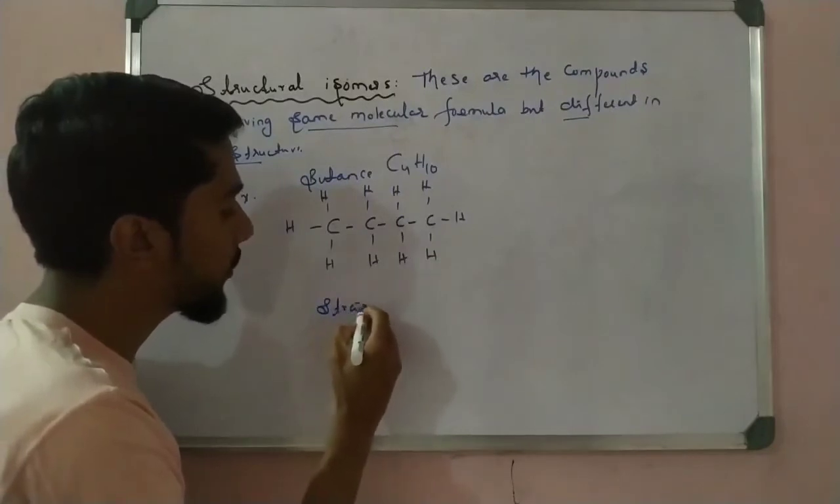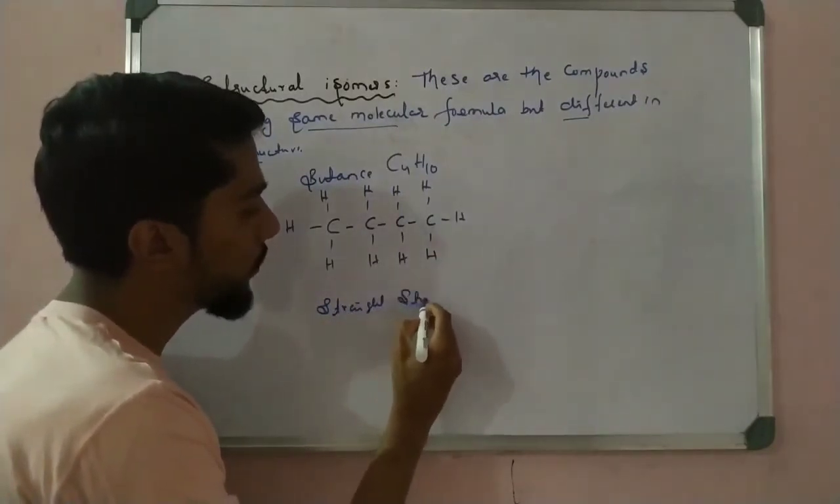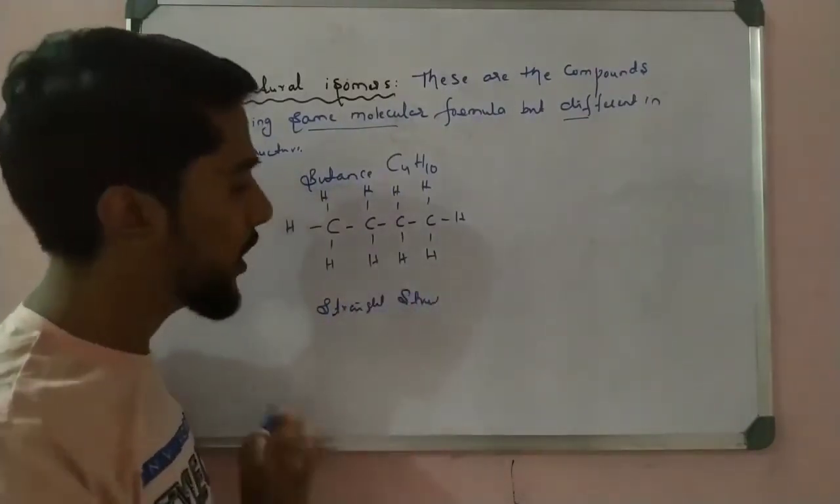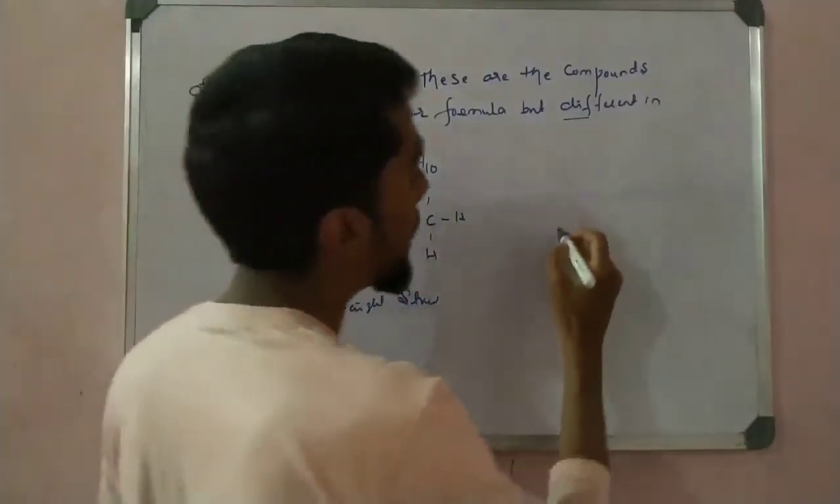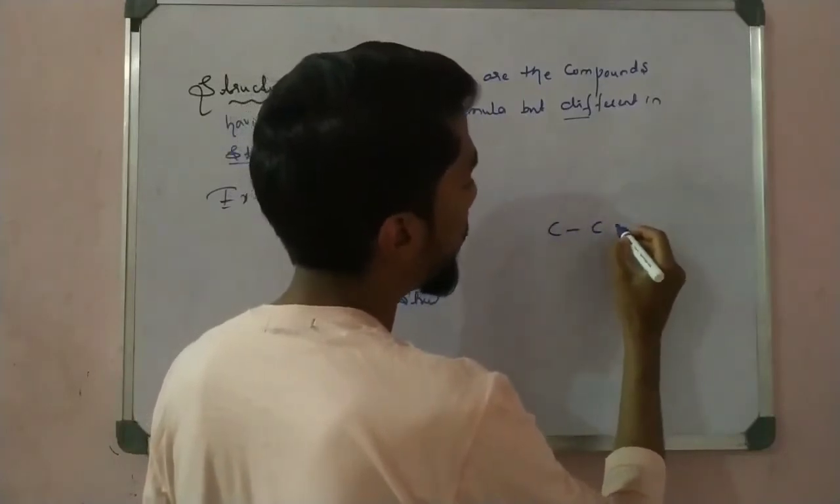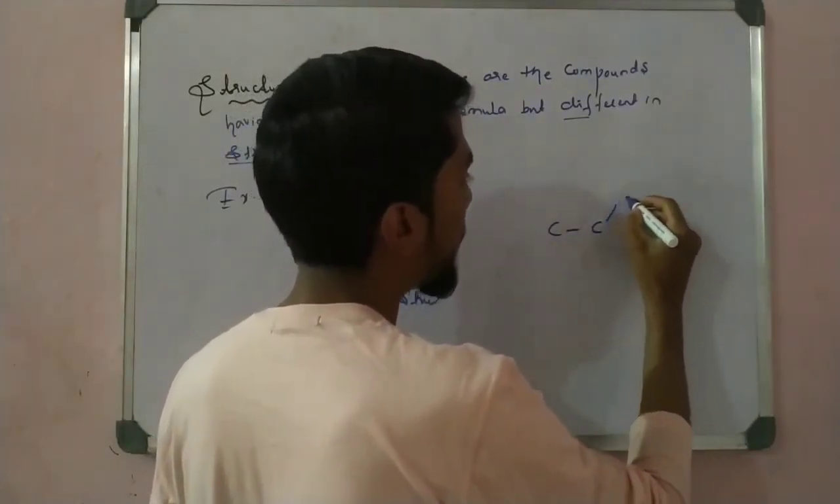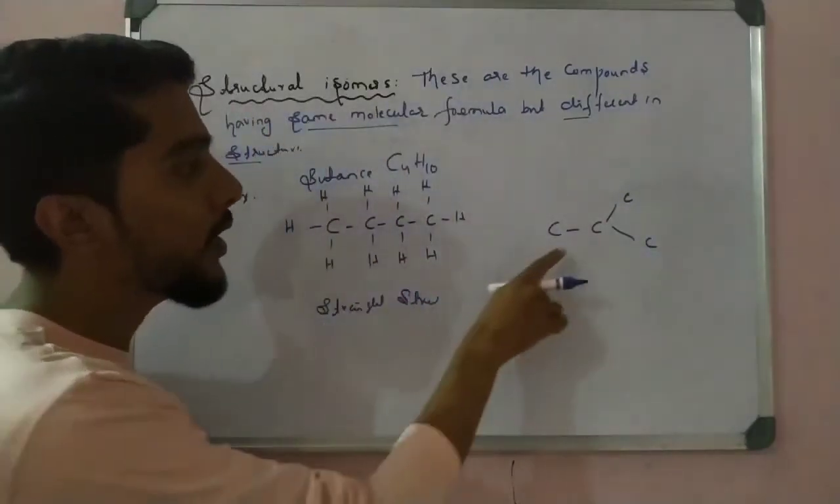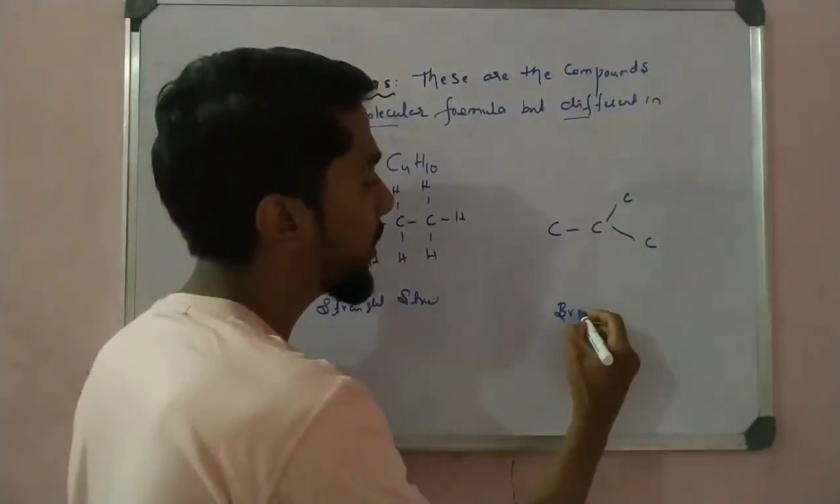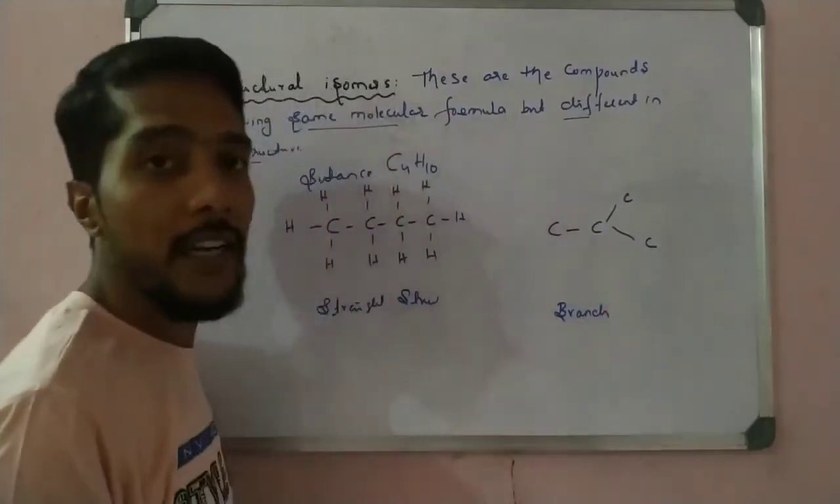This structure is called a straight or linear structure, only one line. And we can also arrange it like this. Here is the straight arrangement, and here it is a branch arrangement.